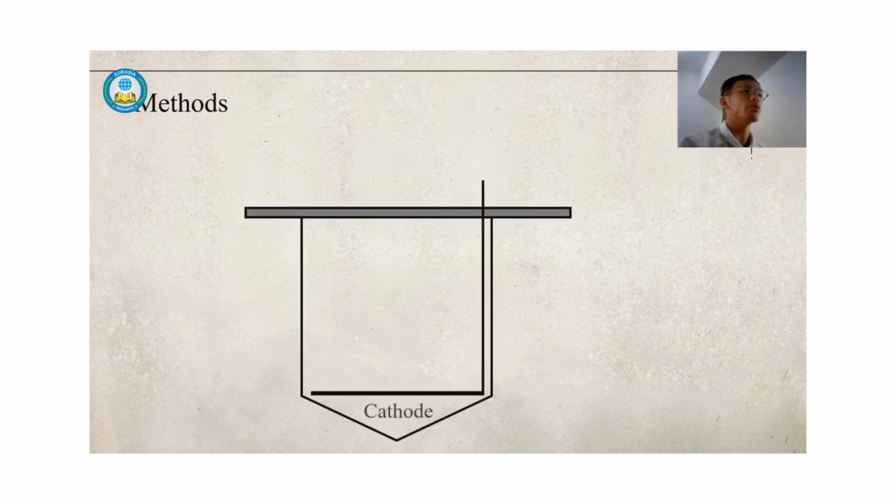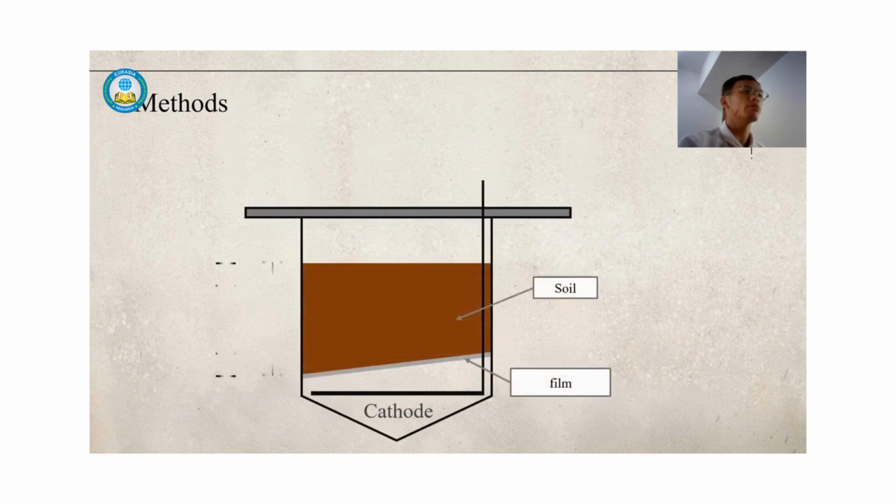Next, I will show my research method. For my research, I will take the tank and put the cathode under the tank. Next, put the soil into the tank. The soil depth is 30 cm, and I will distinguish 5 areas. Top to down is S1 to S5, and on top I will put the anode. After that, I will pour in the electrode solution.